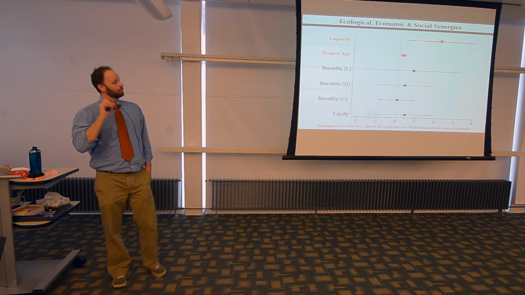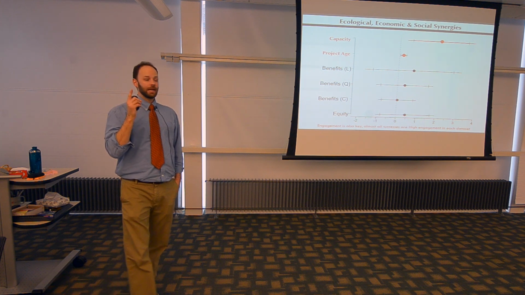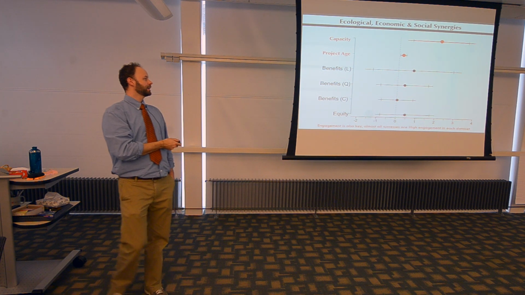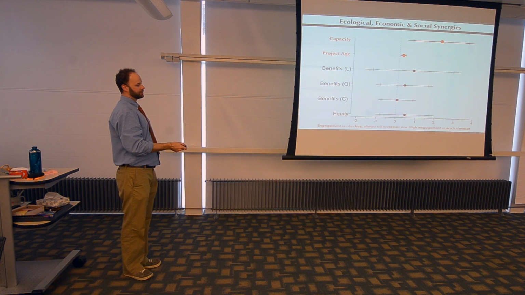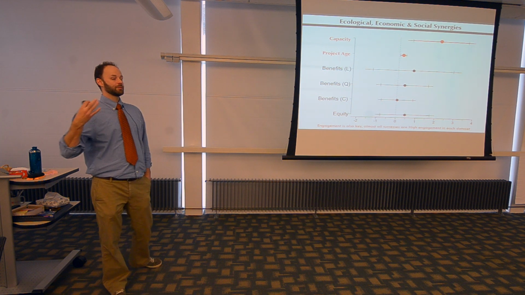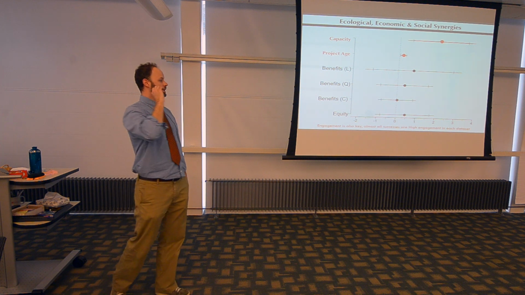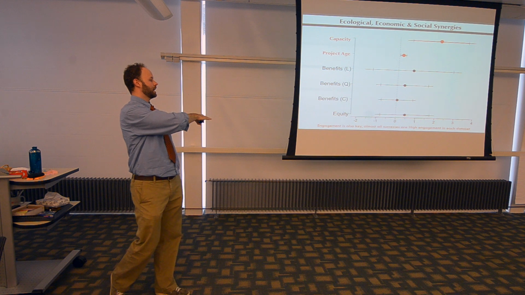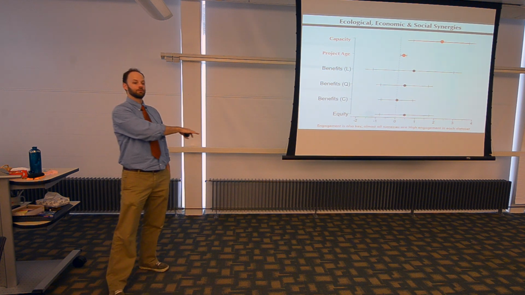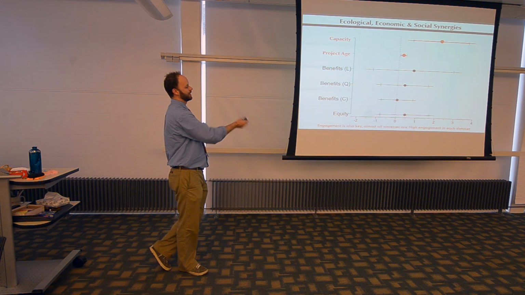And then when we looked at synergies among all 3 outcomes, again capacity building and project age, and engagement was also important. I had to remove it from the model because it wouldn't allow the model to converge, because almost every case in which there was ecological, economic, and social success had high levels of engagement. So it was an identity problem. We had to pull that out.